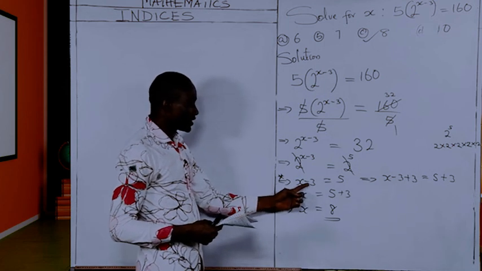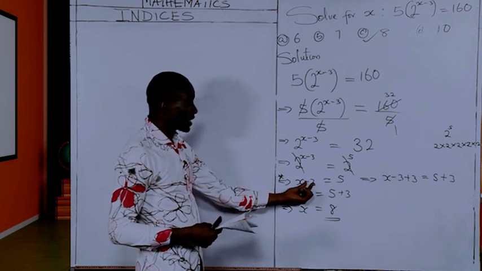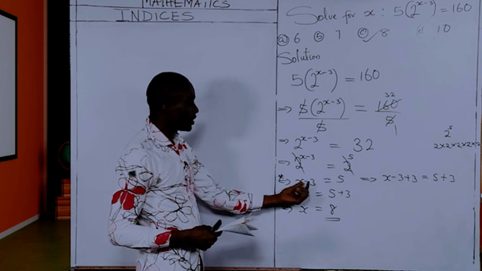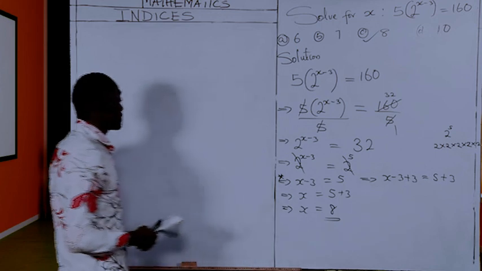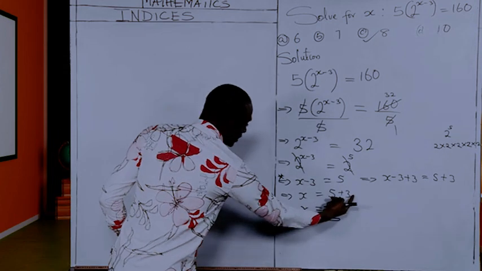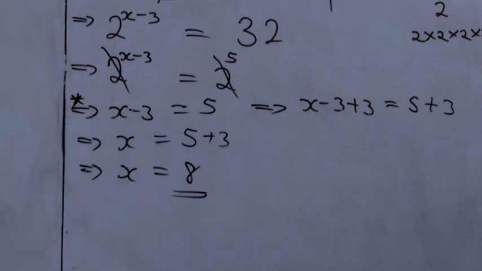It is minus here. It has a negative sign here, which is minus 3. So crossing this bridge is going to change it to positive. So it's going to become plus 3, which is the same thing as what you are going to have here to get your 8 finally. All right. Now let's move to the next question we have here.